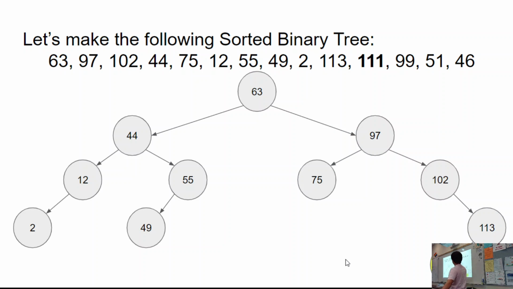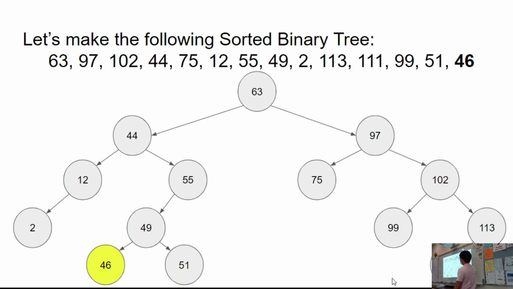99. 99 is bigger than 63. Right. Right. It is bigger than 97. It is less than 102. Sits right there. Do we see how this is going? Making sense? 51 is a little weird. Left, right, left. So less than 63, bigger than 44, less than 55, bigger than 49. Oh, okay, got it. You see that? Now it's 46. Same thing. Left. Less than 63, greater than 44, less than 55, less than 49. Make sense?